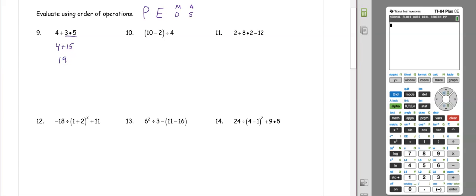In number 10, we have parentheses 10 minus 2, divided by 4. So we do our parentheses first. 10 minus 2 is 8. So we have 8 divided by 4, which is 2.